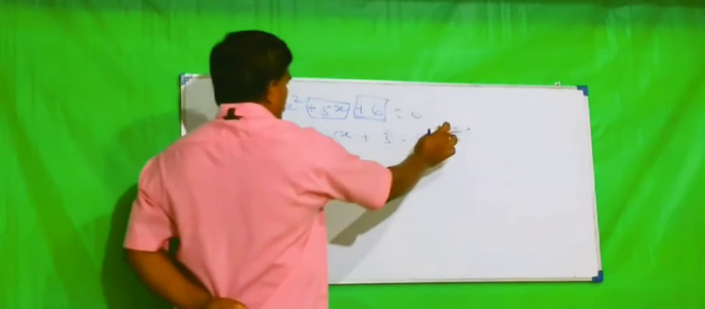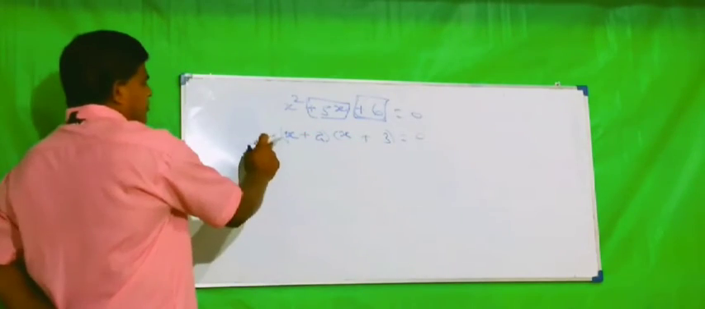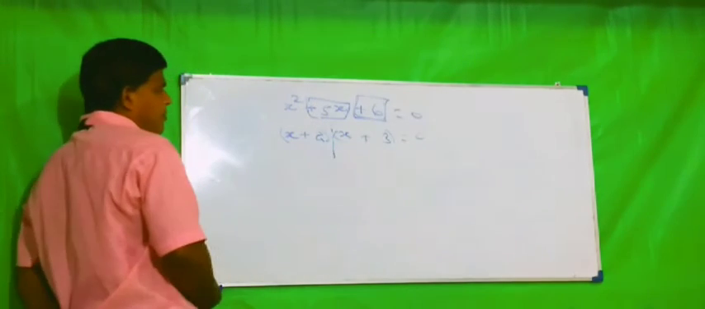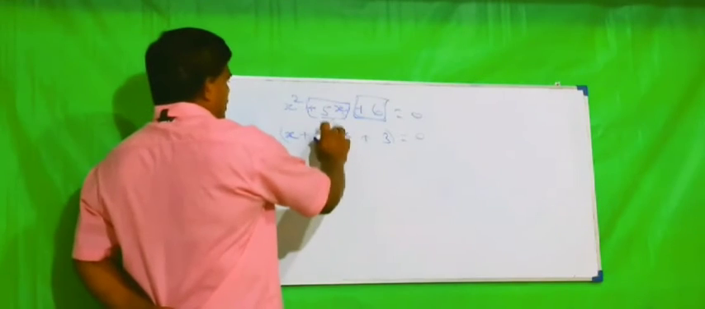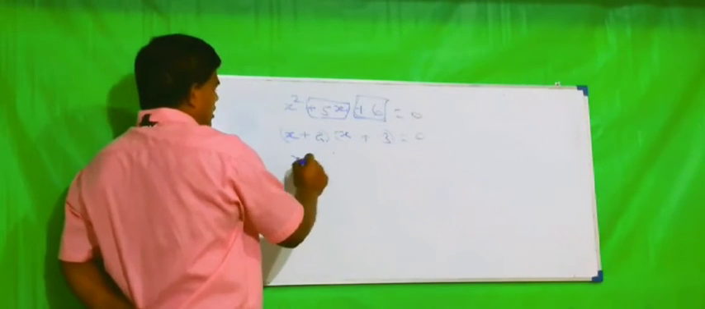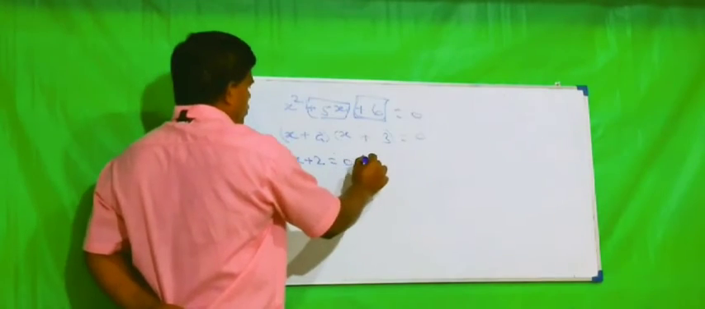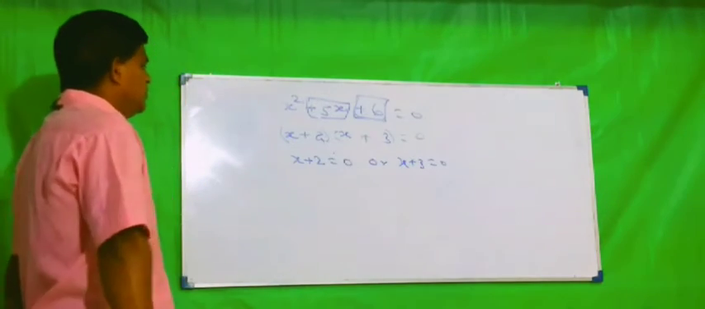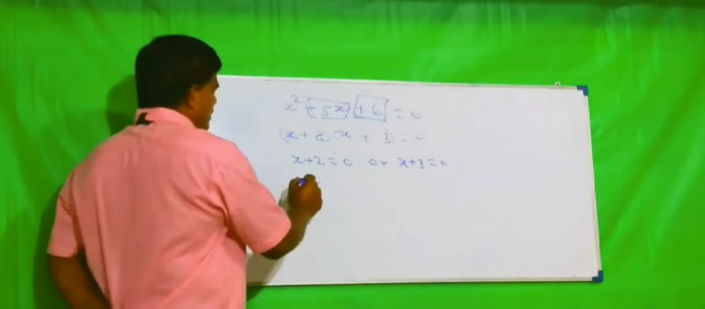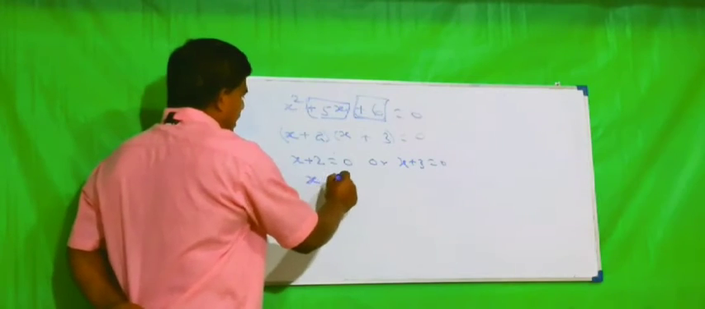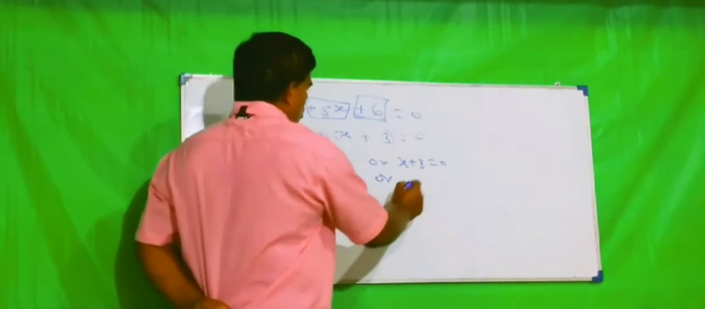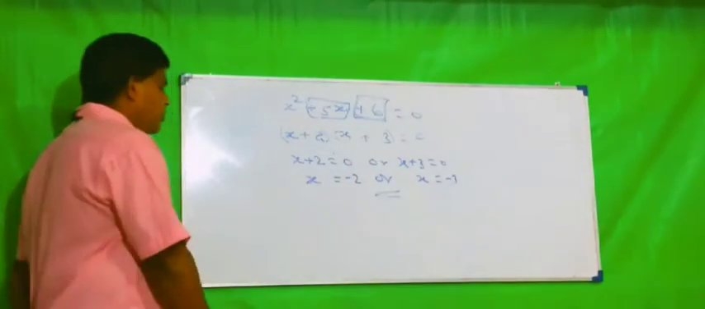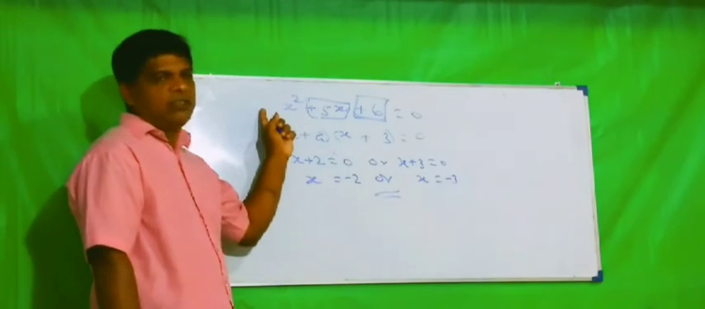Now the zero product is fulfilled in the second step. Zero product. When these are multiplied, it can be written as x plus 2 equals 0 or x plus 3 equals 0. Now here x is minus 2, or here x is minus 3. Now these are the solutions of this equation.